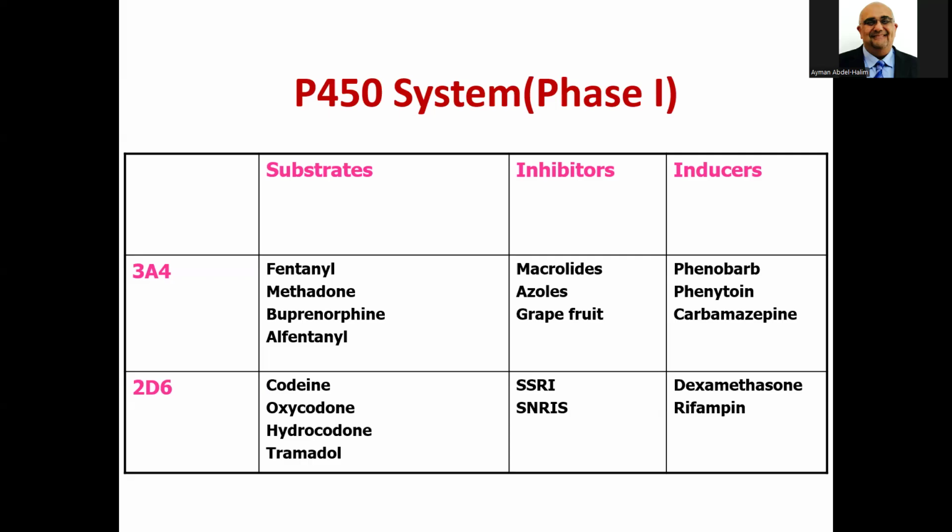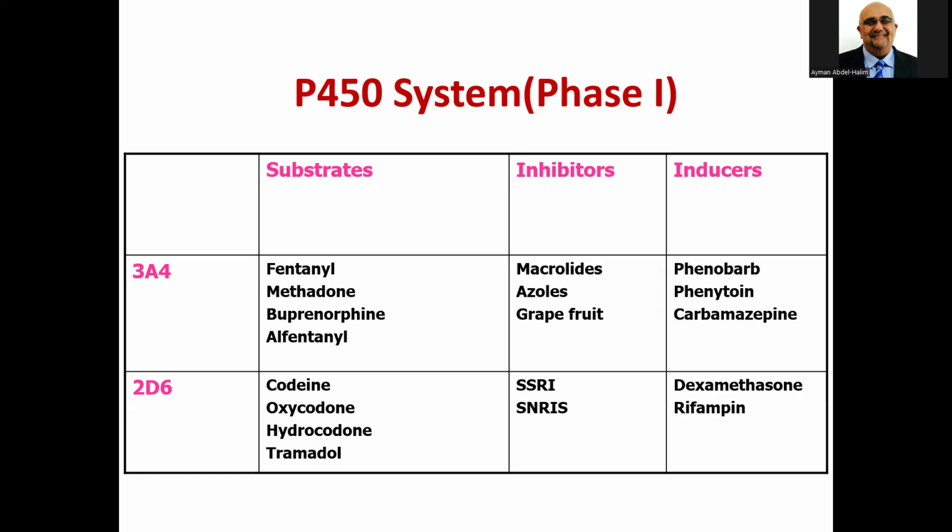Now, when the fentanyl is metabolized, it goes to inactive metabolites. So let us say I give a patient erythromycin on top of fentanyl. He will have more of the parent drug, which can intoxicate the patient if given together. While if you give an inducer like phenobarb with the fentanyl, it will activate the enzyme, so you will have more of the inactive metabolites, so the fentanyl effect will be less. So this is how it works. You have to know these drug interactions.